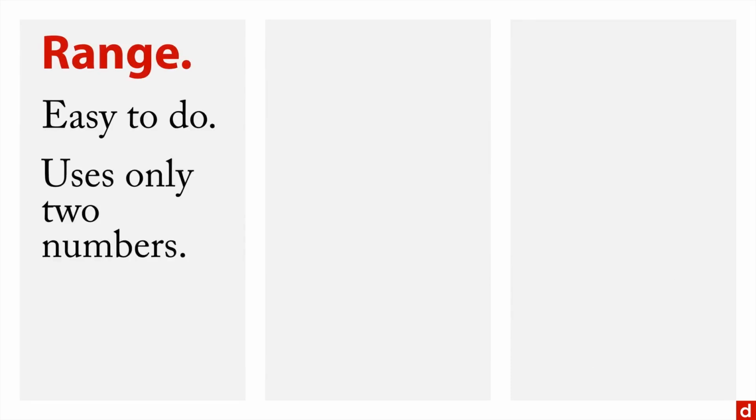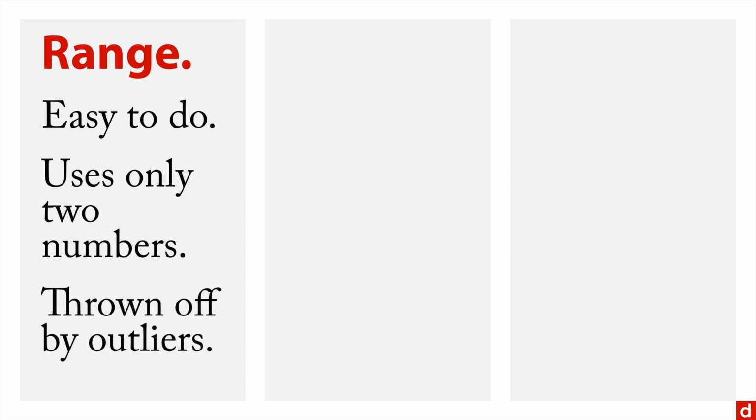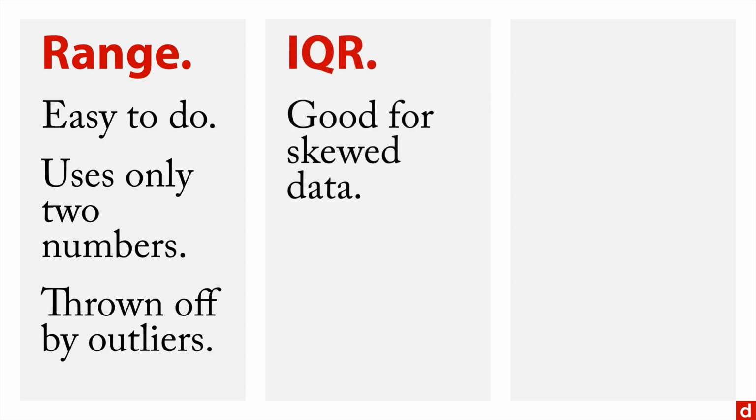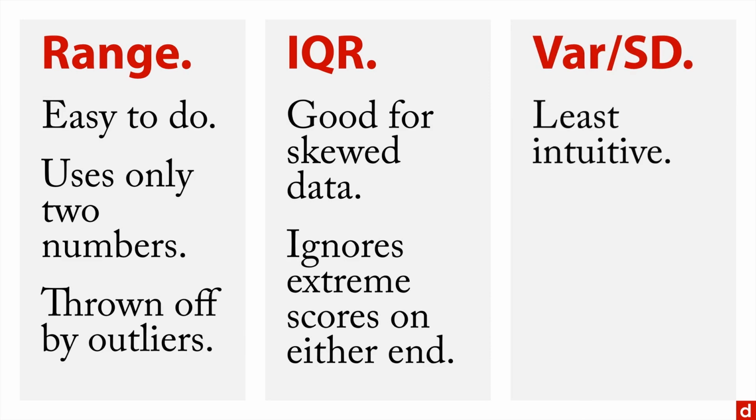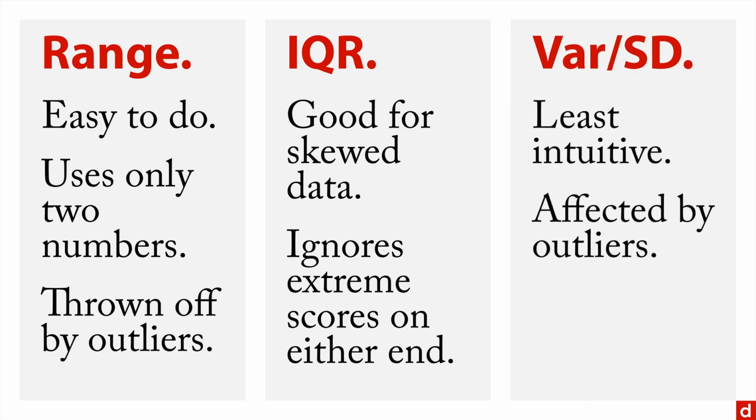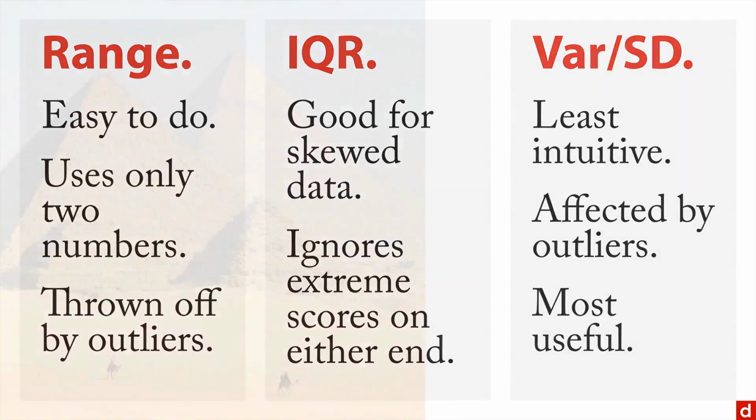So let's do a little pro and con of these three things. First, the range. It's very easy to do. It only uses two numbers, the high and the low, but it's determined entirely by those two numbers. And if they're outliers, you've got really a bad situation. The interquartile range, or IQR, is really good for skewed data, and that's because it ignores extremes on either end. So that's nice. And the variance and the standard deviation, while they are the least intuitive and they are the most affected by outliers, they are also generally the most useful because they feed into so many other procedures that are used in data science.